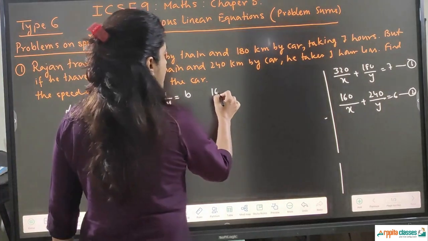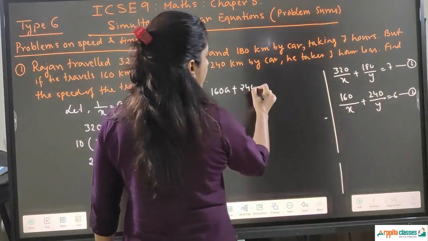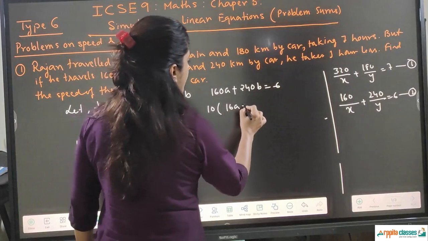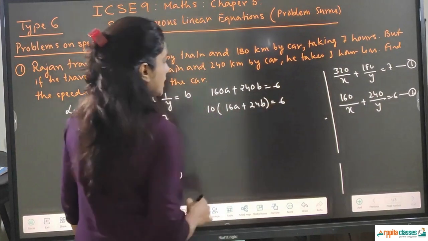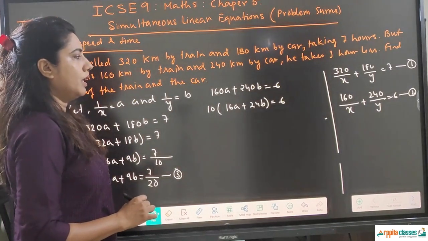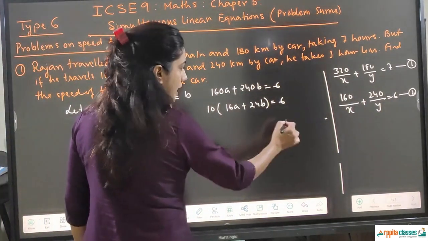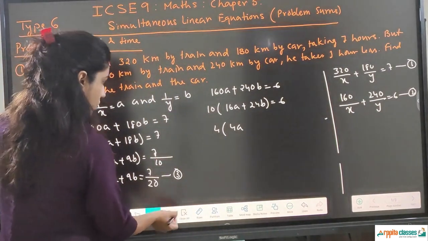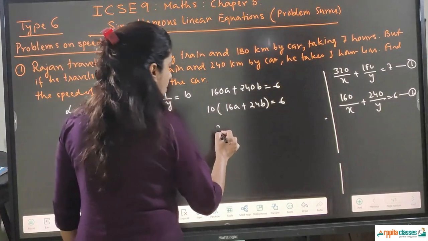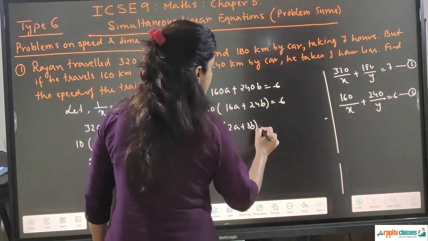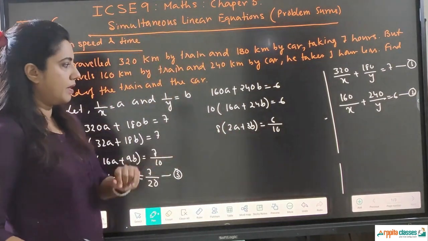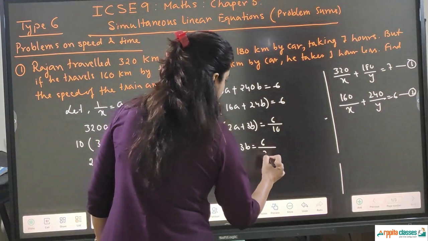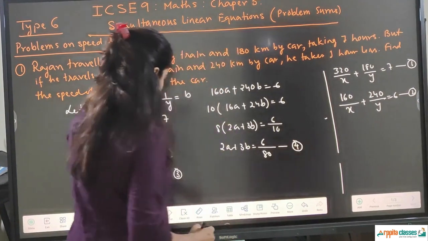Now the fourth one is 160a plus 240b is equal to 6. First I will take 10 common. So it is 16a plus 24b is equal to 6 upon 10. Now 16 and 24 both go by the 4 table, so I will take 4 common: 4a plus 6b. Okay, so it goes by the 8 table, so I'll take 8 common. So it is 2a plus 3b is equal to 6 upon 10. In the next step, the 8 also will go there. So it is 2a plus 3b is equal to 6 upon 80. This is my fourth equation.